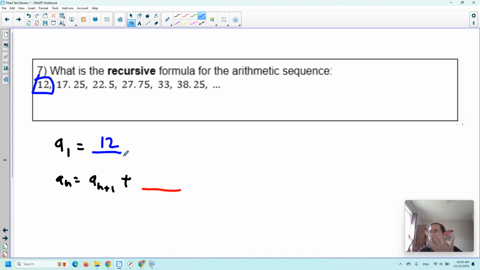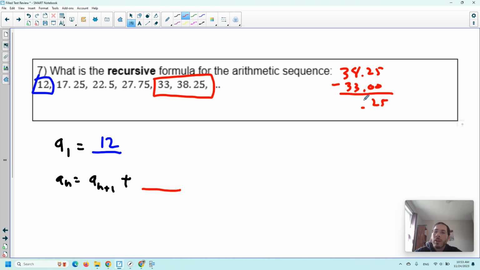12. A sub n plus 1 plus the red number. So our second number is always going to be, we take 2 in a row and we just subtract them, kind of like we were looking at in the last one. So 38.25 minus 33, I'm going to do 0.00 just to make everything line up. I don't have to borrow or anything, so 5.25. That's how much we're going up by every time, and that makes sense. 12 plus 5.25 is 17.25. And we're done. That's it.